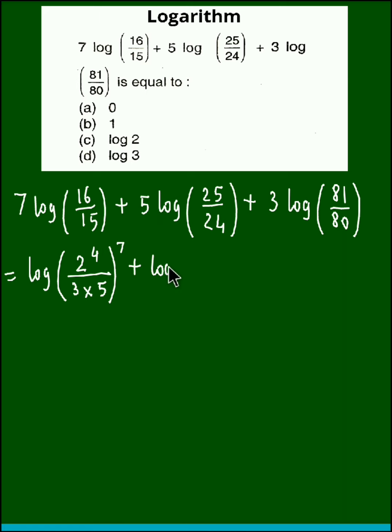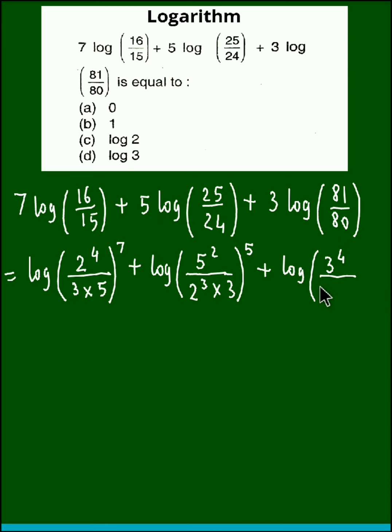plus log of, now 25 could be written as 5 square and 24 is 8 threes are, but 8 is 2 cube. So this could be written as 2 cube, that is 8 into 3, right? So we have 24 raised to, now this 5, we transfer it over here. So raised to 5 plus log of, now 81 could be expressed as 3 raised to 4. And 80 is 16 fives are, but 16 is 2 raised to 4, that's 16. Into 5, the whole thing raised to 3.